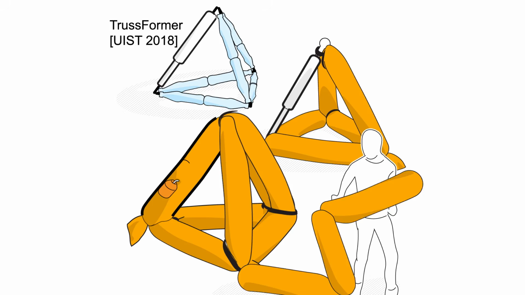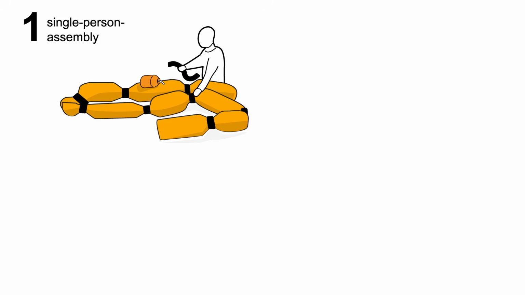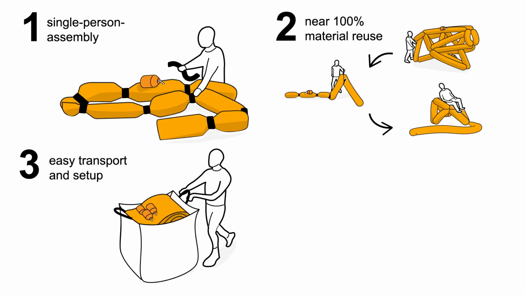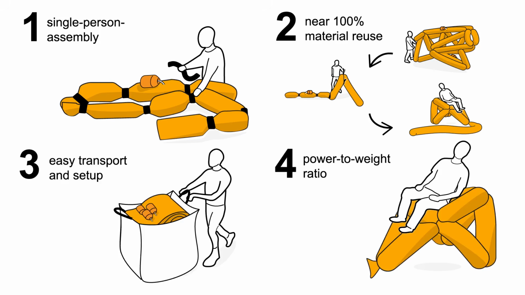The resulting hubless single tube design allows for efficient single-person assembly, as the structure can be assembled on the ground. It allows unfolding and refolding the design into a different actuated structure with 100% material reuse, easy transport and setup in the deflated state, and it offers excellent power-to-weight ratio, capable of lifting human weight.